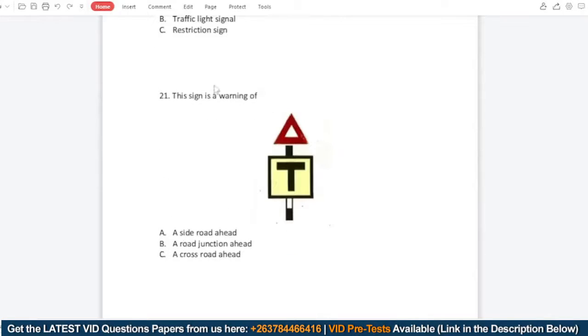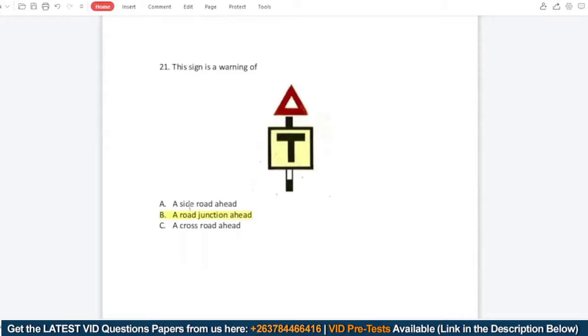Now number 21. This sign is a warning of, is it a side road ahead, a road junction ahead, or a crossroad ahead? To know the correct answer, you need to know that a side road is different from a road junction, and it's also different from a crossroad. Look at your signs properly, and you'll know that this is a road junction. The sign of a side road is different from a road junction. So anyways, this is a road junction.